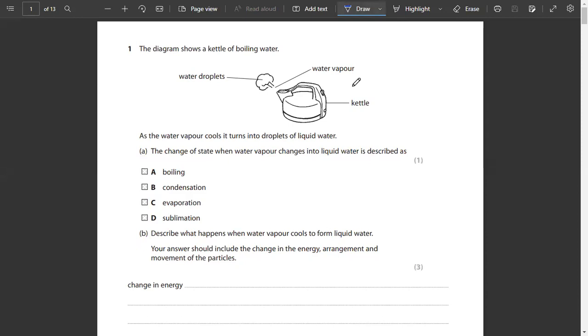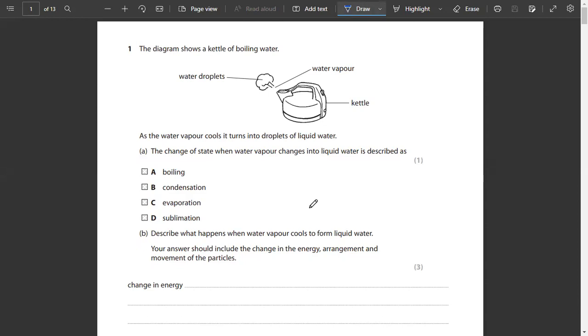Okay, so starting with a worksheet for states of matter, our first chapter was Edexcel IGCSE Chemistry. We covered that in the previous class, and today we'll be solving some questions from the states of matter chapter. Now, in front of you, you can see a diagram that shows a kettle of boiling water. We have water droplets, water vapor, and the kettle shown.